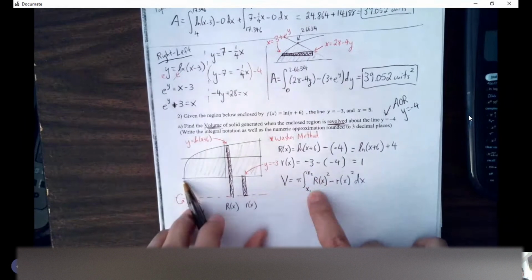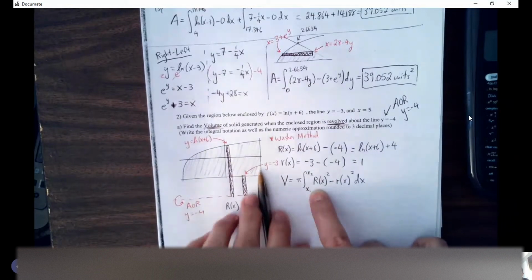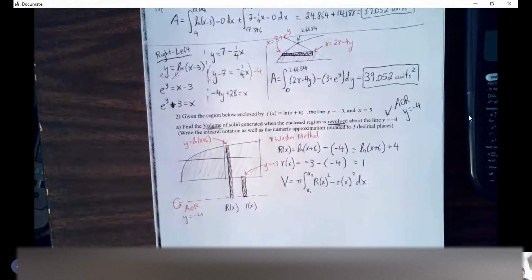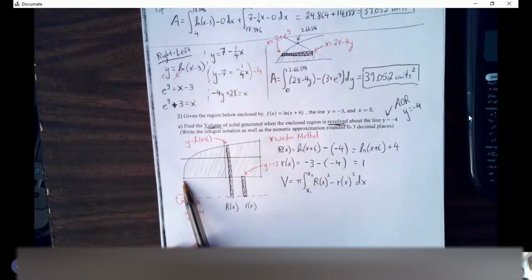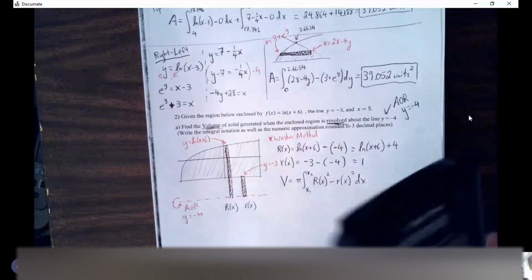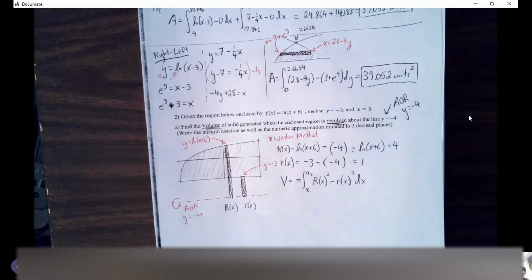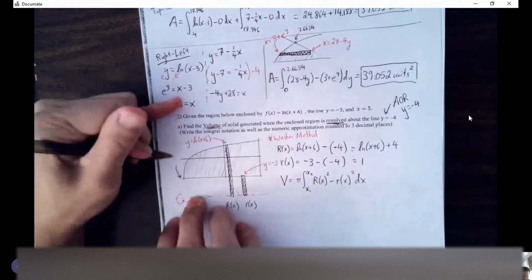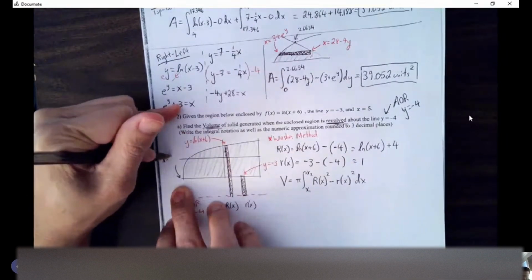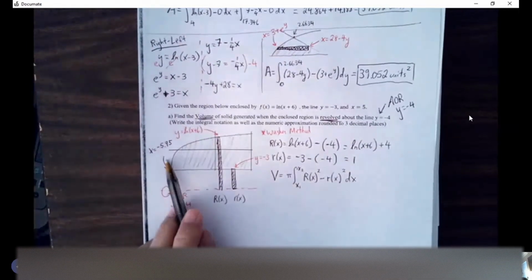X1, we do need to look for that intersection, right? But X2 is just going to be this vertical line, right? This vertical line is 5, so we know what that boundary is. So to find this, we can use our calculator, do intersect or do num solve between natural log of x plus 6 and negative 3. And I got negative 5.95.